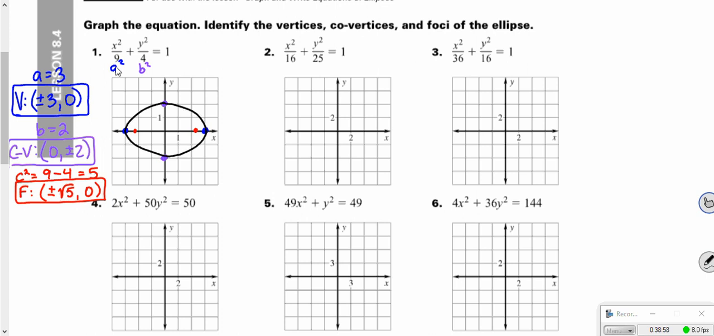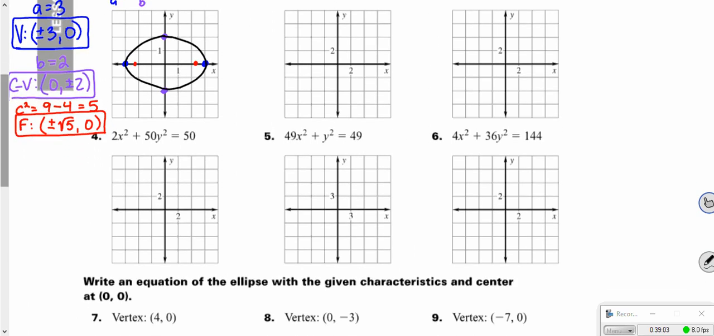Okay, so there's your ellipse, roughly speaking. Okay, hope that helps. Now remember, down here, this one just yelled out at me. You're going to have to divide everything by 49. So you're going to end up with x squared over 1 plus y squared over 49 equals 1.